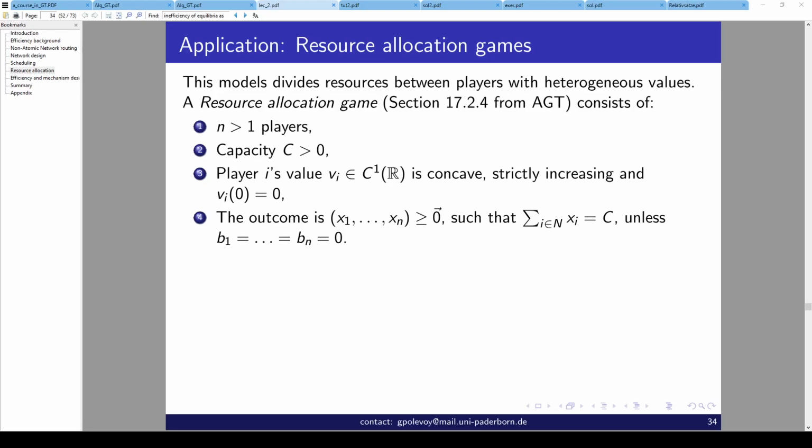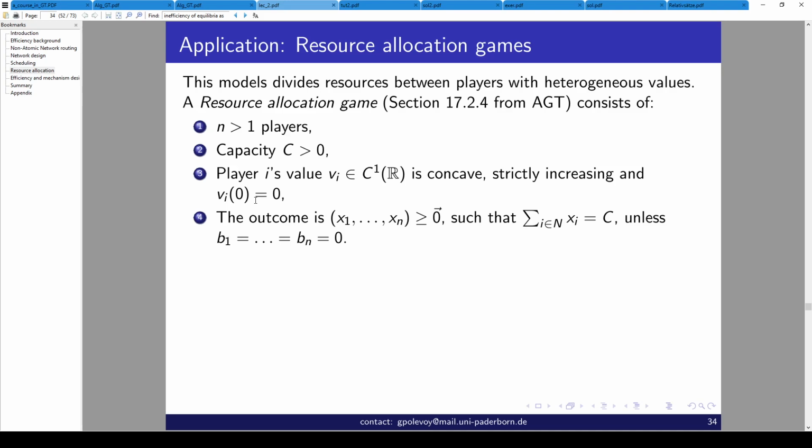So let's start with the other application, which is the resource allocation game. It models allocating some basically indefinitely divisible resource between several participants. As you can imagine, there are extremely many such applications, bandwidth and so on.